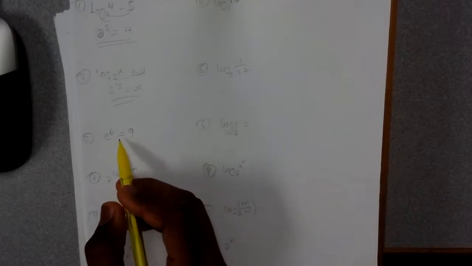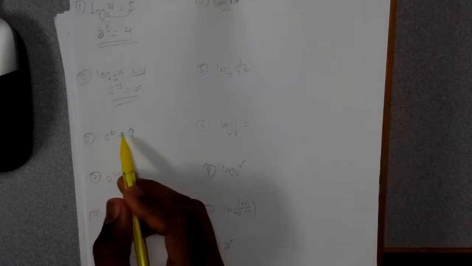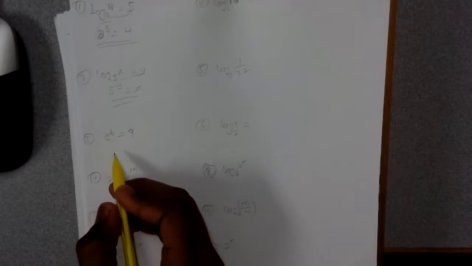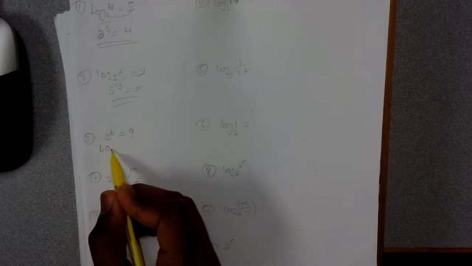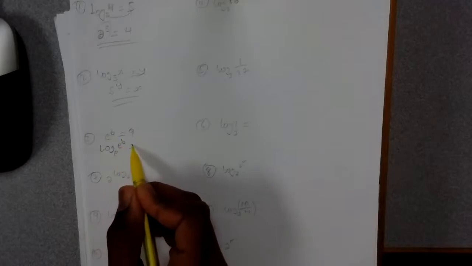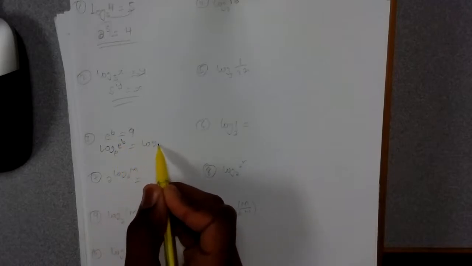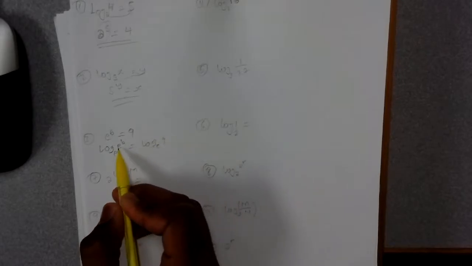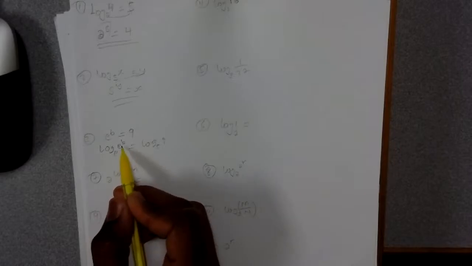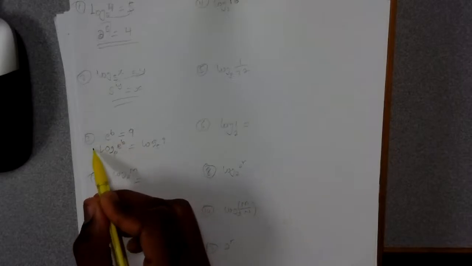What I'm going to do is take the logarithm of both sides. Here I have e, so to eliminate this e, I'll take log base e on each side, which gives e to the b equals log base e of 9. Log of any number with that same number as the base is equal to 1. And if you have a power, you can bring it down.